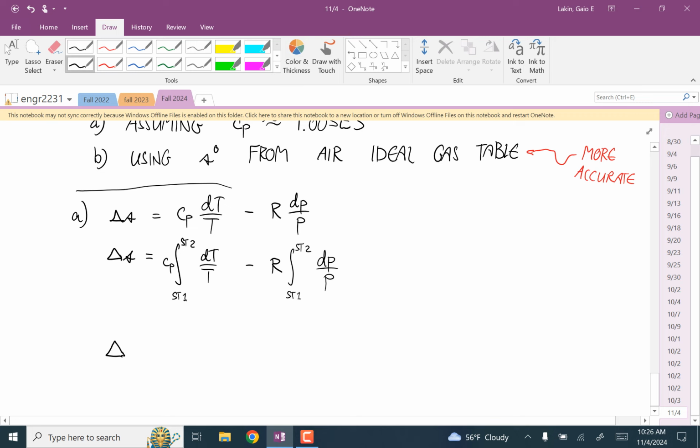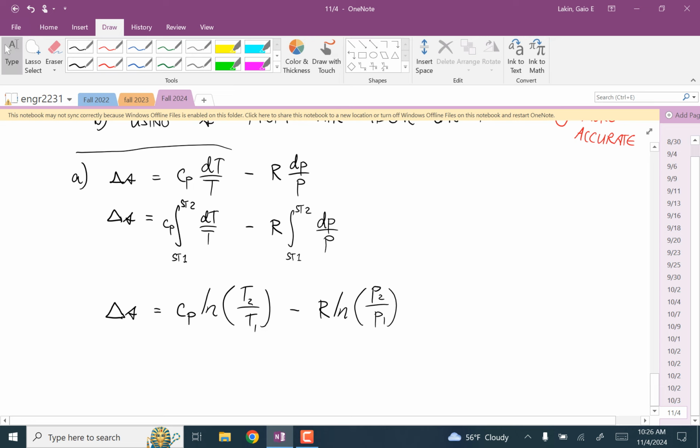And so now the change in specific entropy is equal to Cp times the natural log of temperature 2 over temperature 1, minus R times the natural log of pressure 2 over pressure 1. And so now we can plug these in. So this is 1.005 times 10 to the third times the natural log of, these have to be in Kelvin. That's how it was given in this problem.